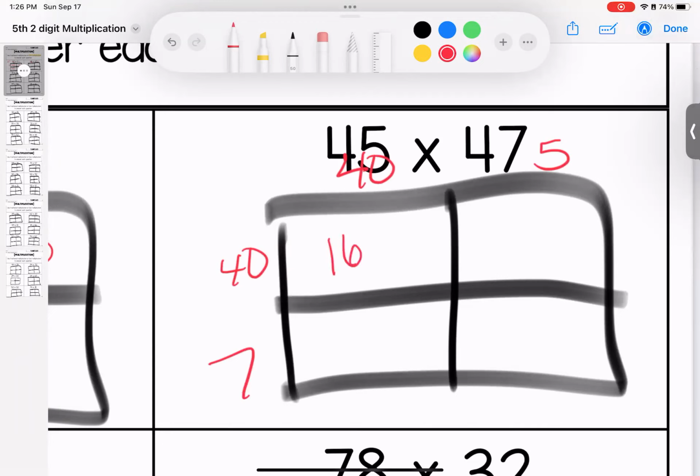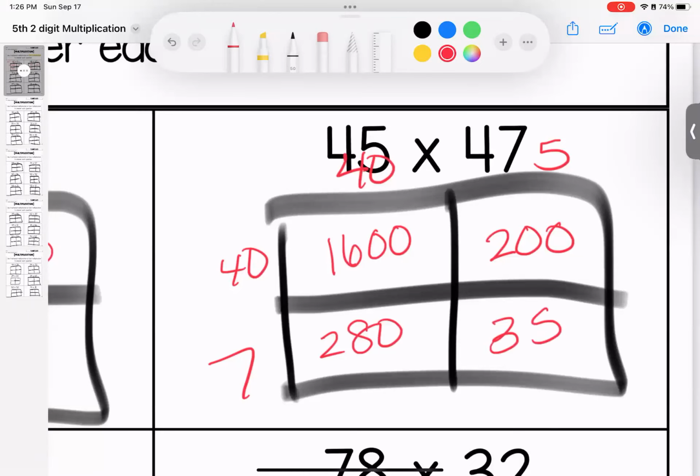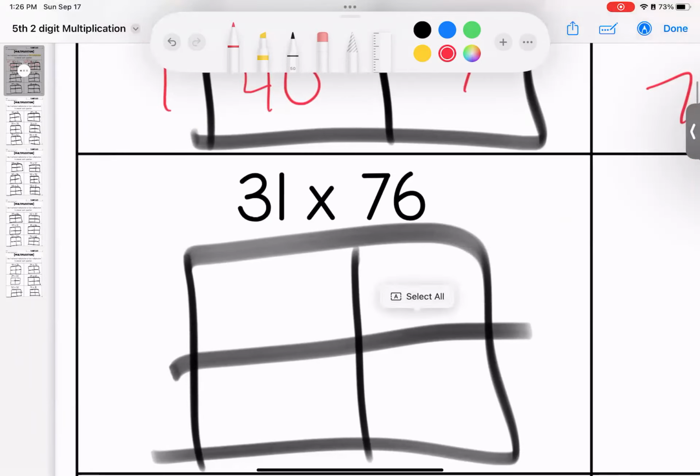Over here, splitting it into 40 and 5, 40 and 7. 4 times 4 is 16. There's 2 zeros. 4 times 5 is 20 with a 0. 7 times 4 is 28 with a 0. 7 times 5 is 35. If I add up these four numbers, I end up with 2,115.